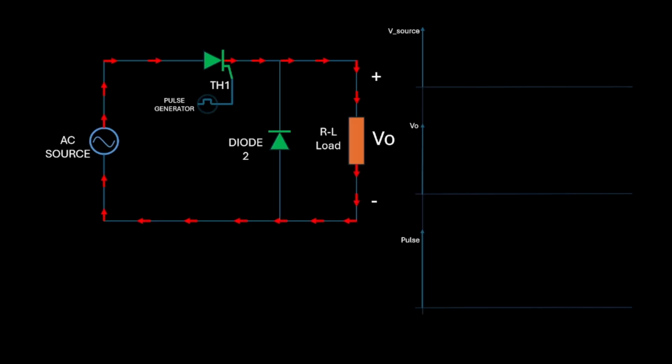Let's observe how the SCR behaves in an RL circuit with a bypass diode. In the positive cycle, the output voltage remains zero until a gate pulse is applied, which triggers the SCR and allows current to flow.